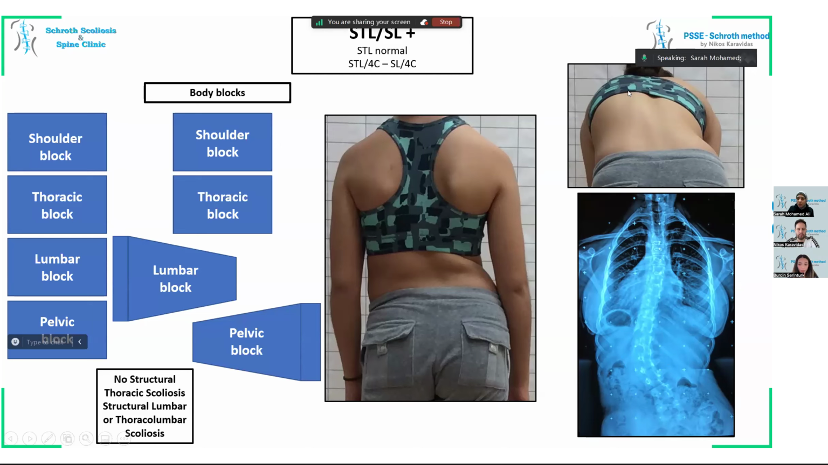But you can see here the hump because you have a rotation. It goes up until even the thoracic curve. So this rotation is not because it's a thoracic curve, it's because we have a significant lumbar or thoracolumbar curve, and still the above vertebra is rotated, so it looks clinically like it is a thoracic curve. So here in the STL-SL plus, we have no structural thoracic scoliosis. We have structural lumbar or thoracolumbar scoliosis.